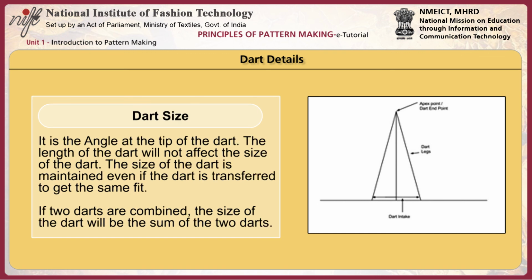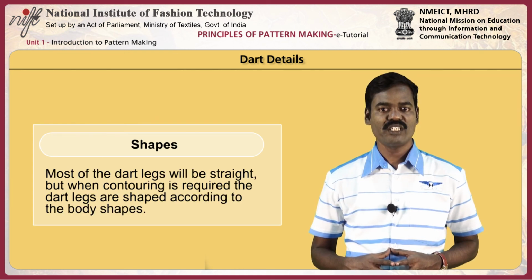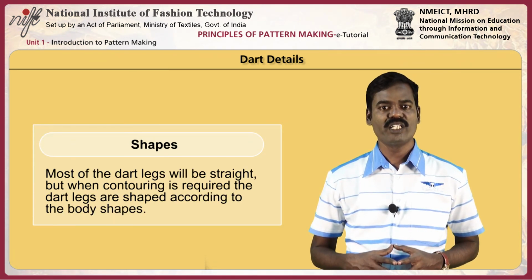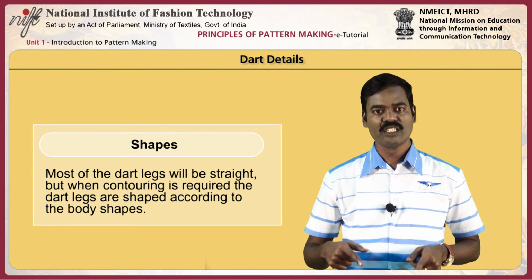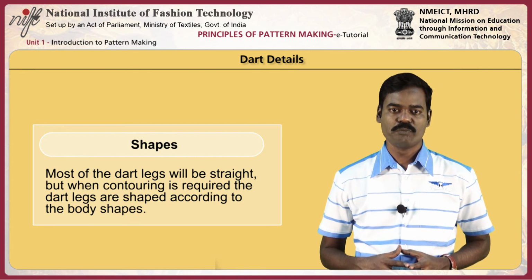Dart size is the angle at the tip of the dart. The length of the dart will not affect the size of the dart. The size of the dart will be maintained even if the dart is transferred to any place to get the same fit. If two darts are combined, the size will be the sum of the two darts. The dart length is measured from the seam line to the dart end point. Most of the dart legs will be straight, but when contouring is required, the dart legs are shaped according to the body shape. The diagram shows seams.